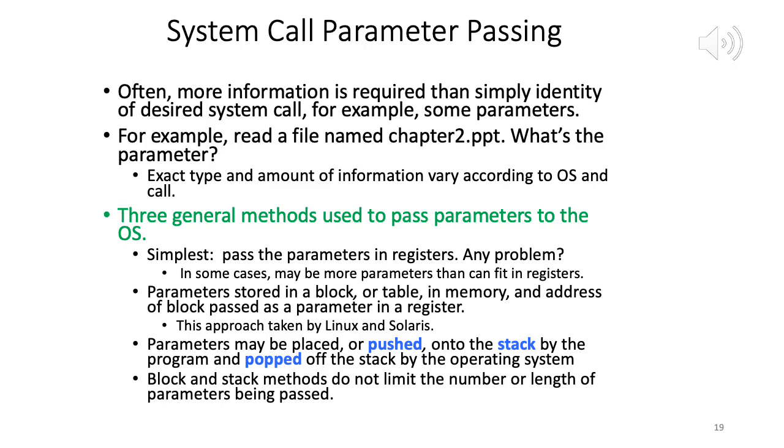Another method: parameters may be placed or pushed onto the stack by the program and popped off the stack by the OS. So you have a stack data structure, and you push those parameters on the stack. I hope you would have studied stack in GE 103, first in, first out. So the program pushes parameters onto the stack, and the operating system pops them off the stack, and then uses them to make the system call. Block and stack methods do not limit the number and length of parameters. So with options 2 and 3, generally you can pass as many parameters as is required.